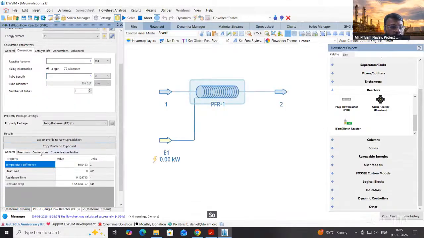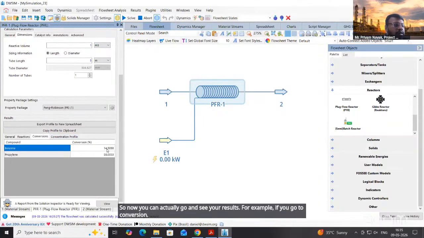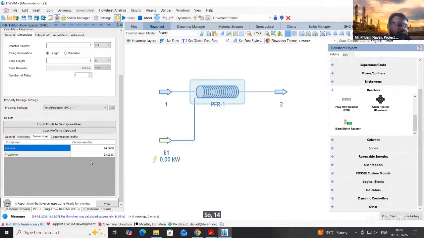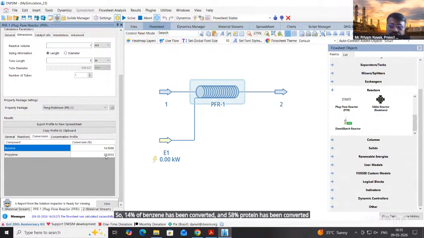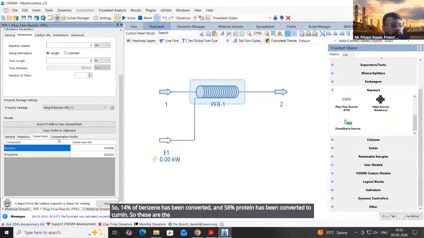So now you can actually go and see your results. For example, if you go to conversion, it will give you the amount of conversion. What is the benzene and propylene conversion? So 14% of benzene has been converted, and 58% of propylene has been converted to cumene. These are the conversions for benzene and propylene.